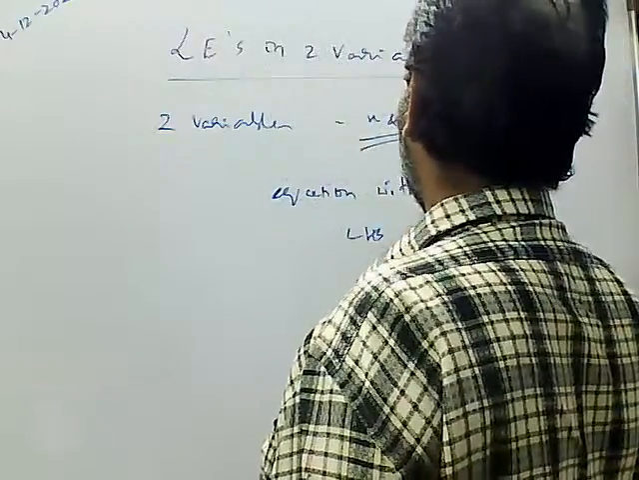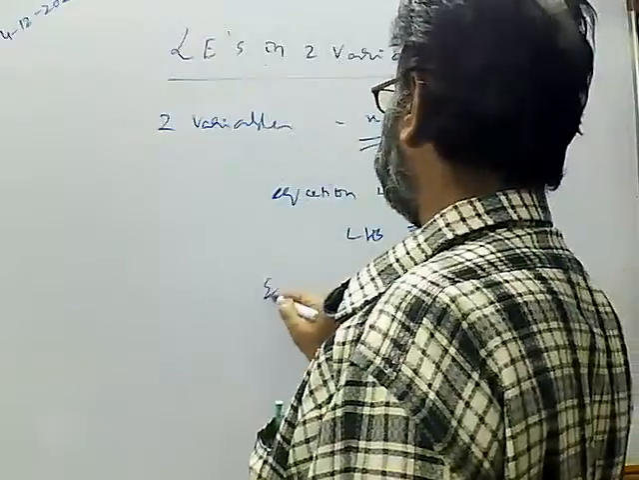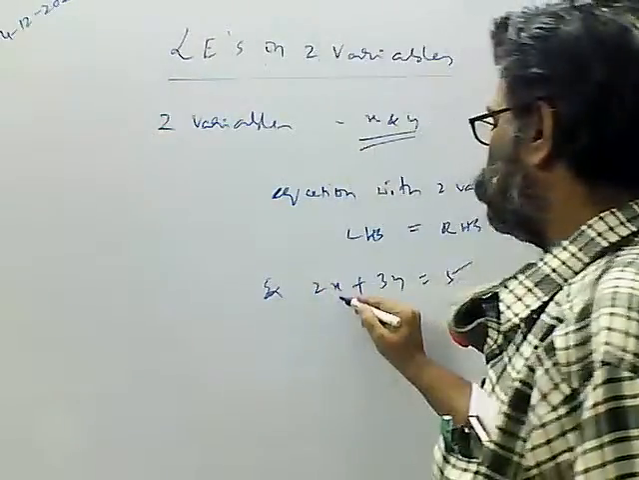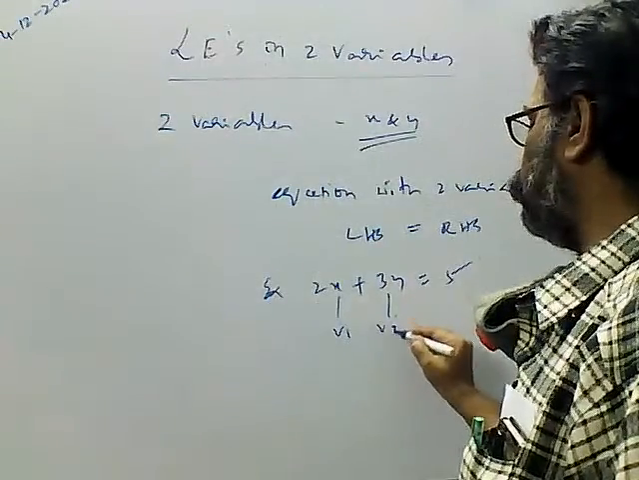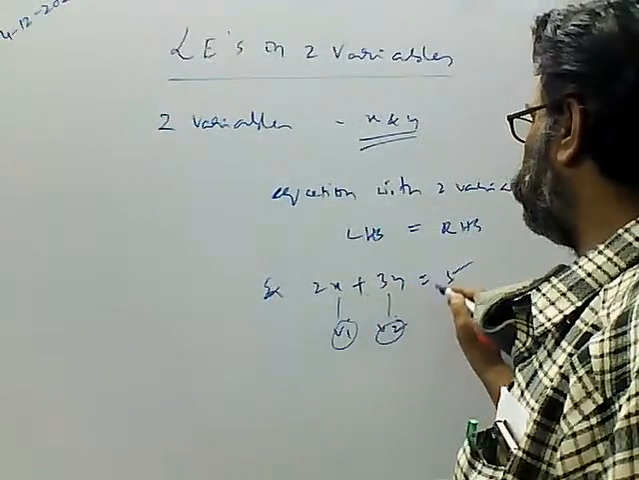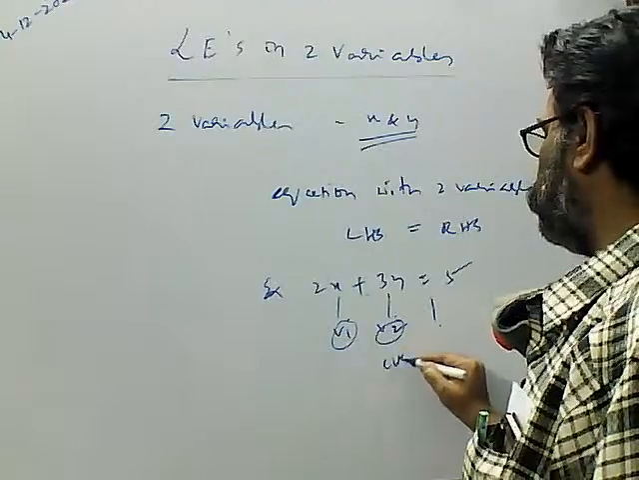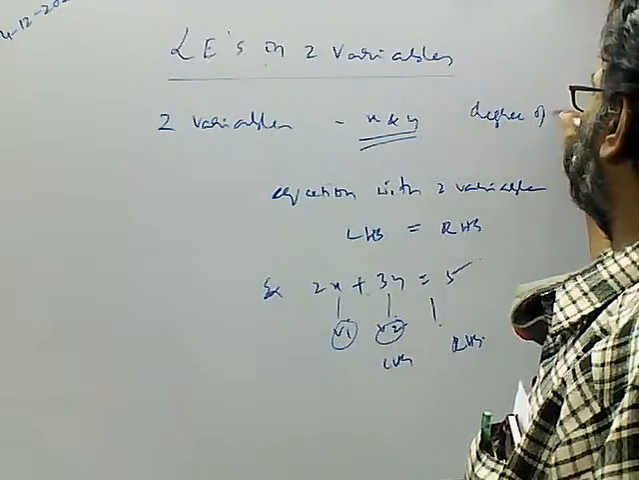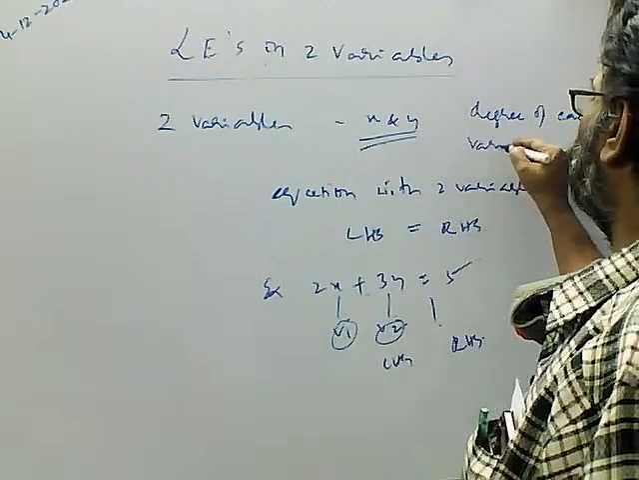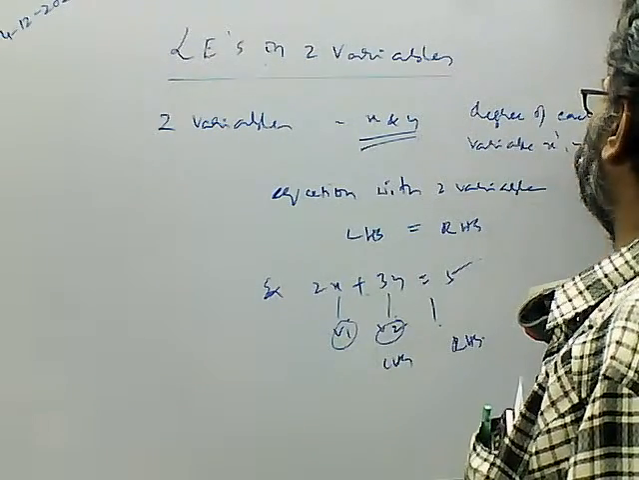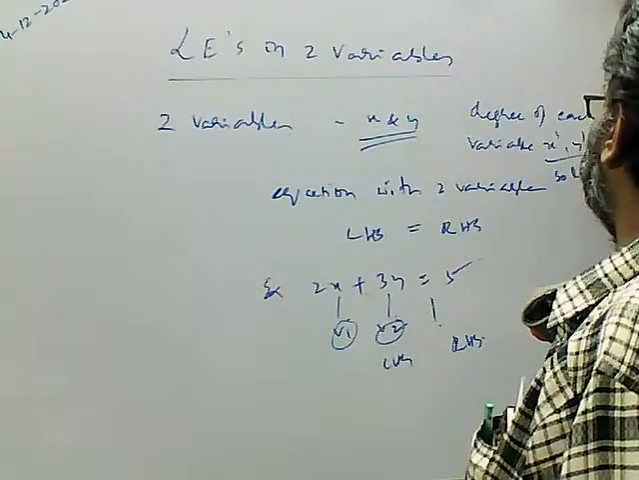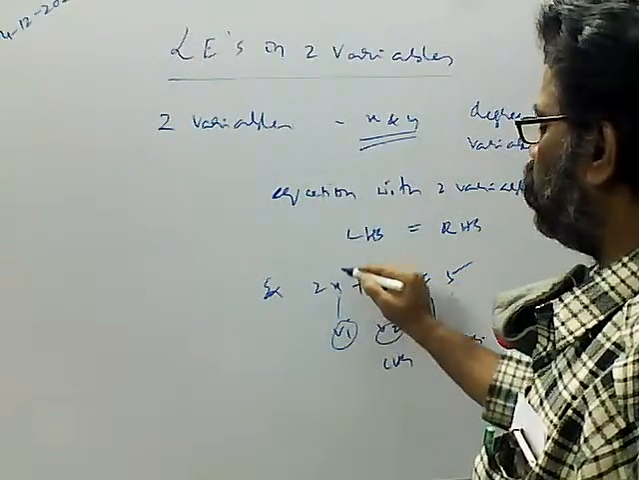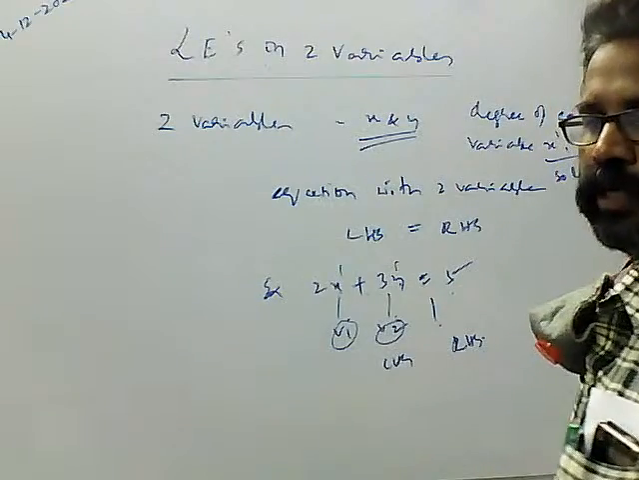LHS equal to RHS. Example: 2x plus 3y is equal to 5. So two variables, variable 1, variable 2, and an equation balancing left and right. The degree of each variable is 1: x power 1, y power 1. So it is linear. Understood now? An equation with an equal sign, two variables, each of degree 1, is a linear equation in two variables.